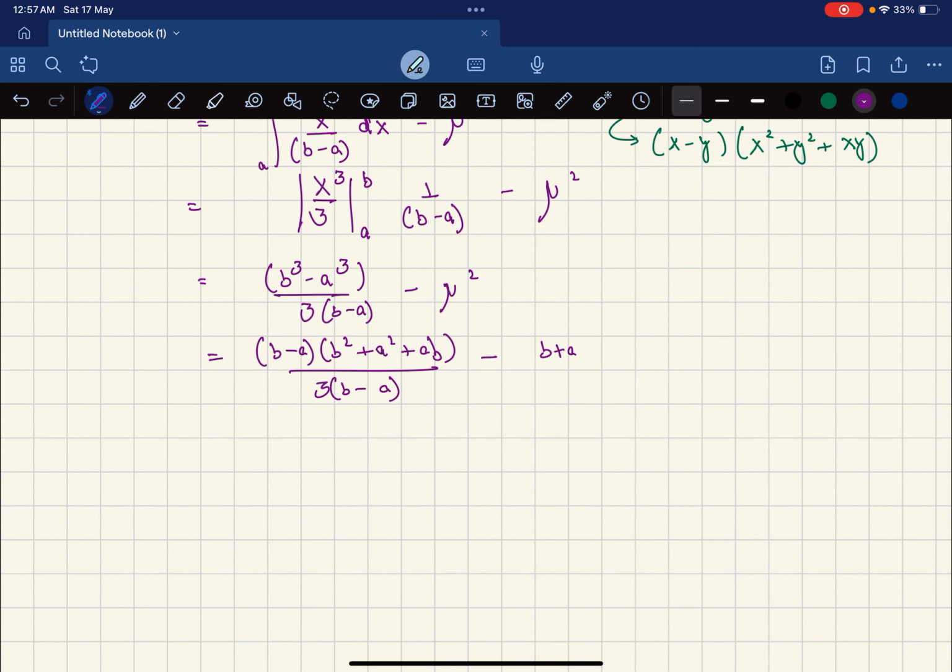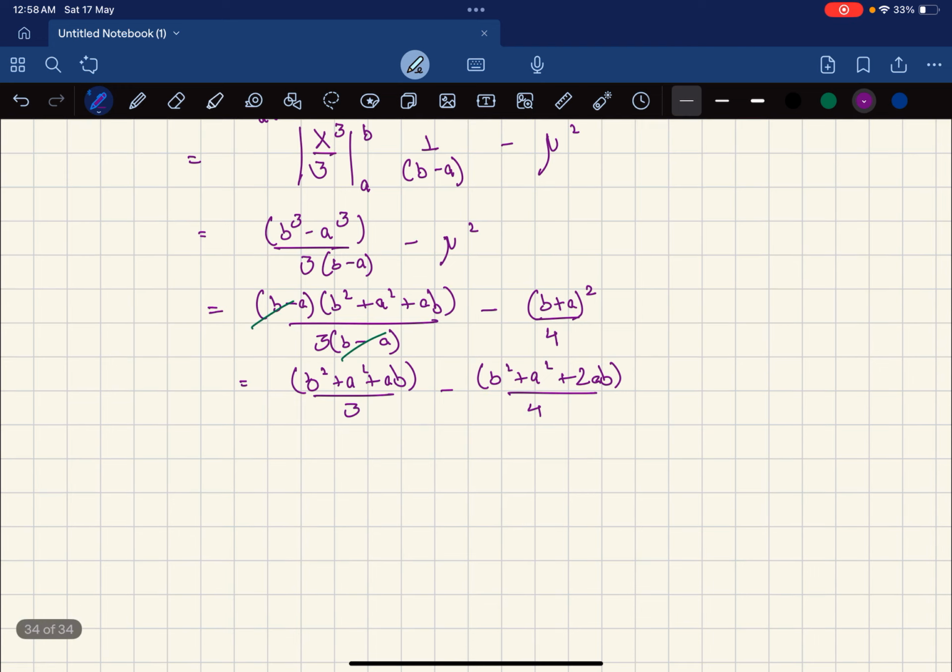So this becomes (b plus a) whole square upon 4, since we are squaring the mean here as well. Now once again the b minus a gets cancelled out, and we are left with (b square plus a square plus ab) upon 3 minus (b square plus a square plus 2ab) upon 4. So we just opened (b plus a) whole square as b square plus a square plus 2ab.